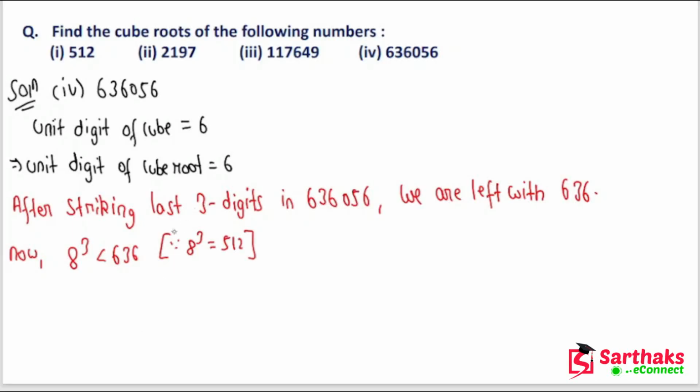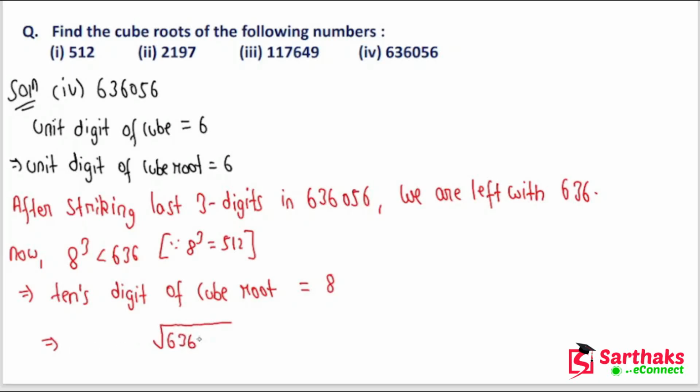So 8 cube is less than 636, which implies that the tens digit of the cube root is equal to 8. The whole cube root of 636056, which is a 2-digit number, will have unit digit 6 and tens digit 8. So 86 is the cube root of 636056.